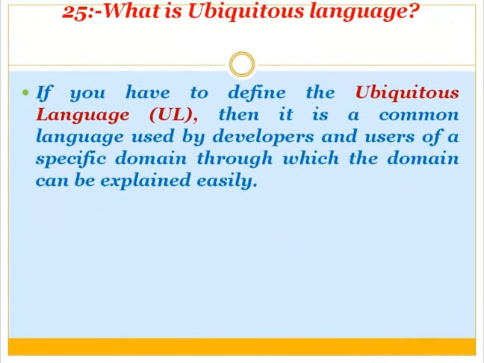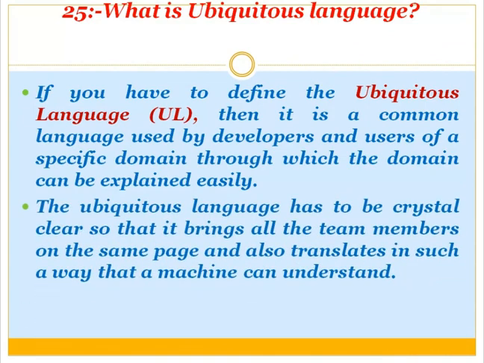So another one is, what is ubiquitous language? If you have to define the ubiquitous language, then it is a common language used by the developers and users of a specific domain through which the domain can be explained easily. So the ubiquitous language has to be crystal clear so that it brings all the team members on the same page and also translates in such a way that a machine can understand. Okay, so this is the ubiquitous language.